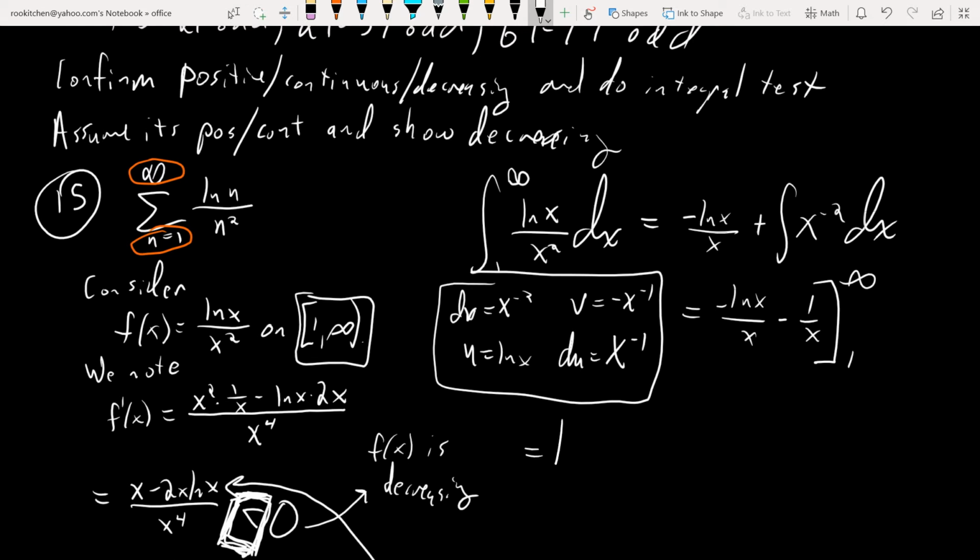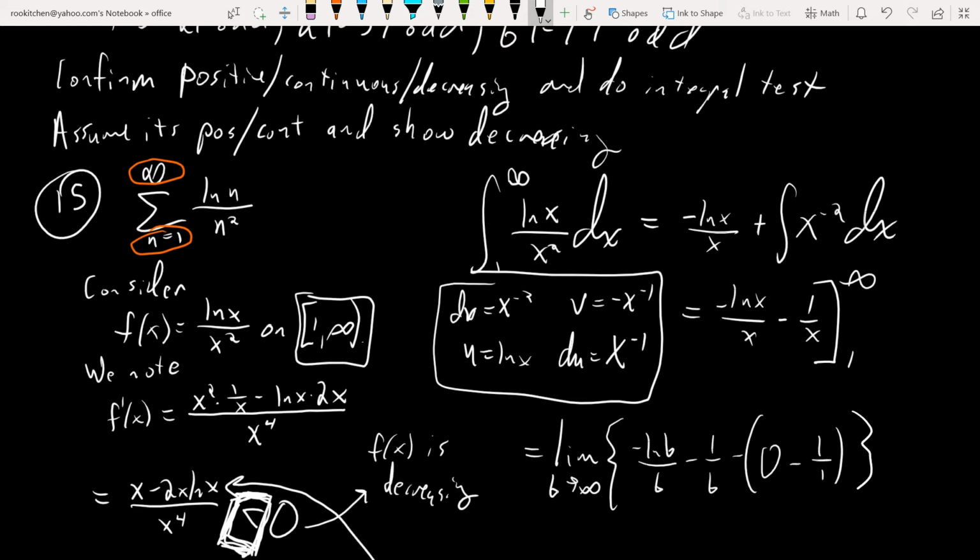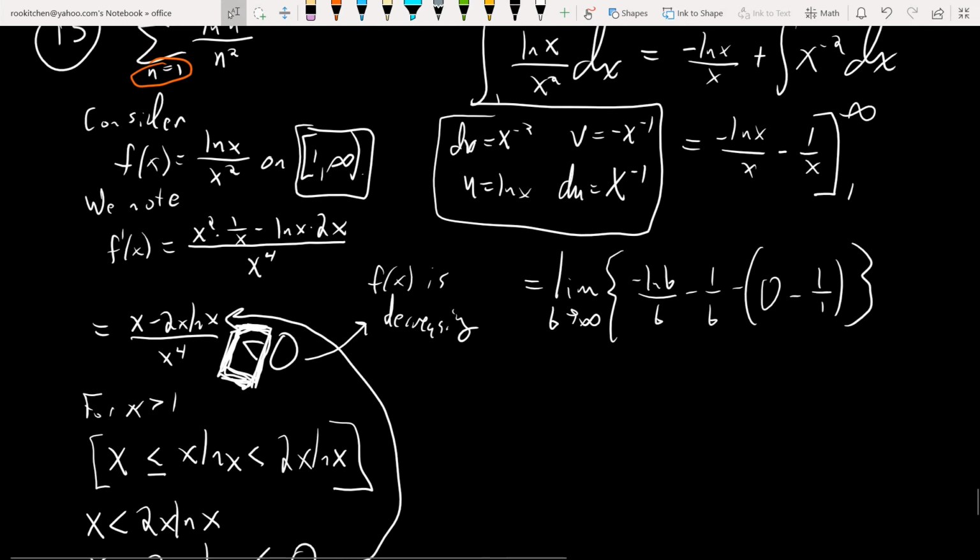So let's change it into a limit, right? So we got a limit as b goes to infinity of this mess. So we got negative ln of b all over b minus 1 over b minus negative ln of 1 is 0 minus 1 over 1. Okay. Then I have to take the limit of this thing.